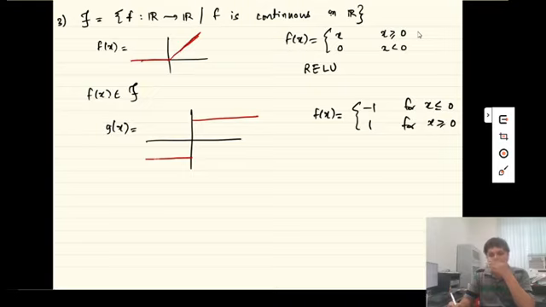Then clearly there is a jump in the graph. The function is not continuous at x equal to 0. So g(x) does not belong to F.